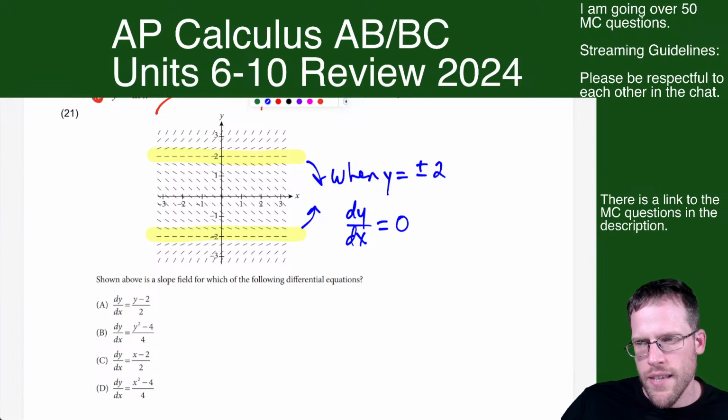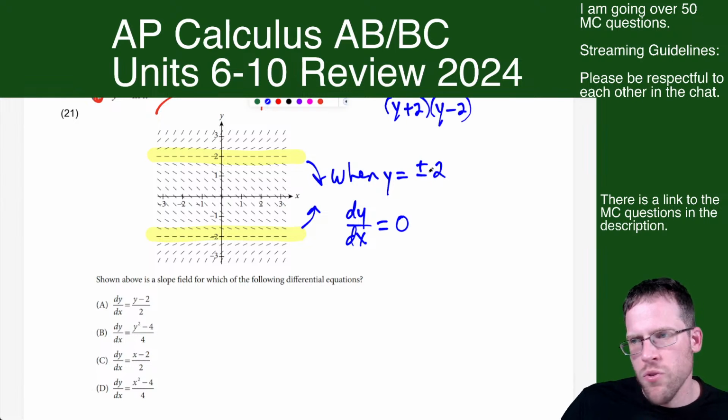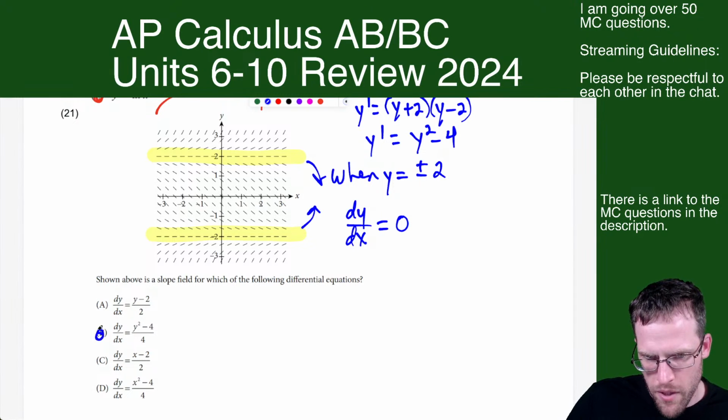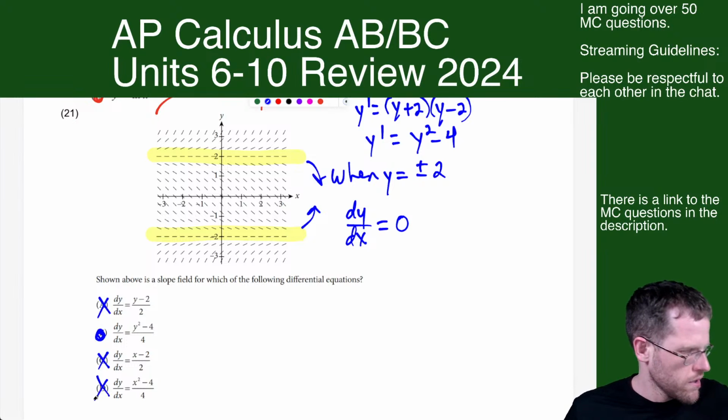Now I think back to the algebra days. If I have a factor of y plus 2 times y minus 2, that's going to give me roots of plus or minus 2. So I anticipate that dy/dx is going to be somewhere in the form of y squared minus 4. The only one that has a y squared minus 4 is this one, and you can even see that if y is plus or minus 2, dy/dx is 0. The other ones don't do that. So choice B. All right, so slope fields.